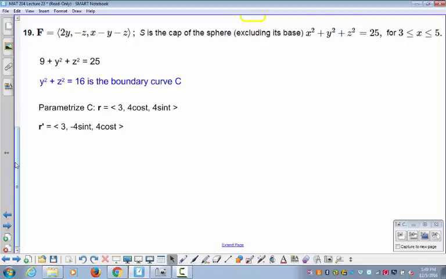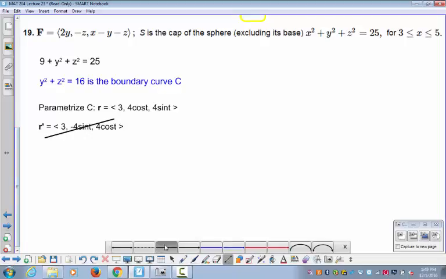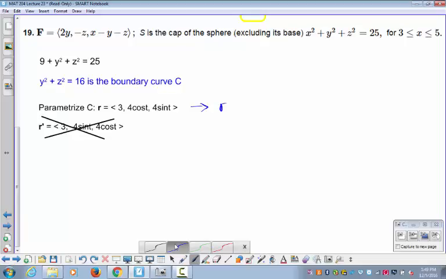Ooh, that's a terrible derivative. Let's get rid of that. Bogus derivative. Pick your own derivative. So there's our derivative.